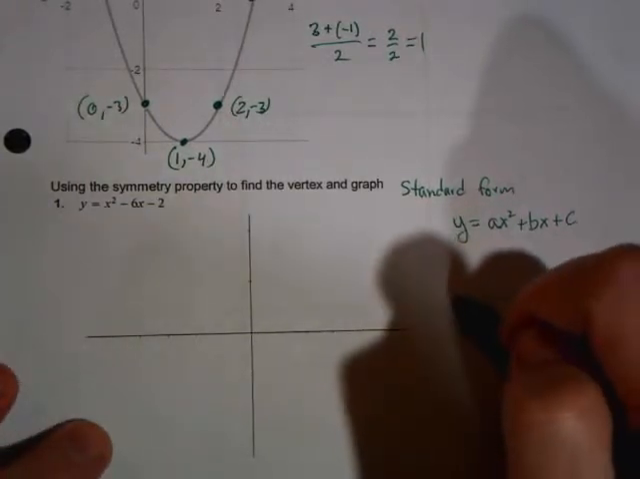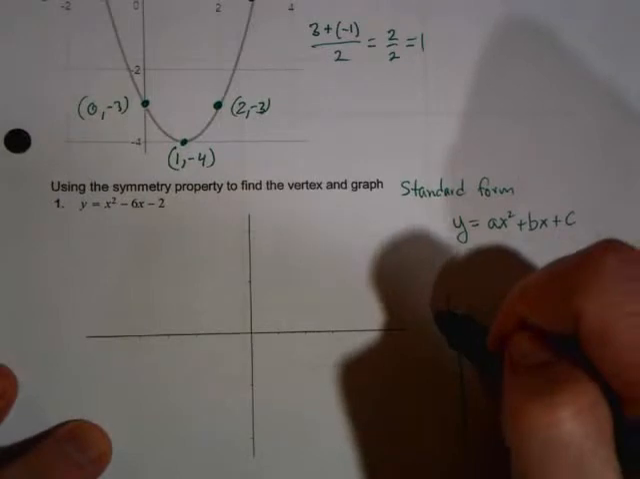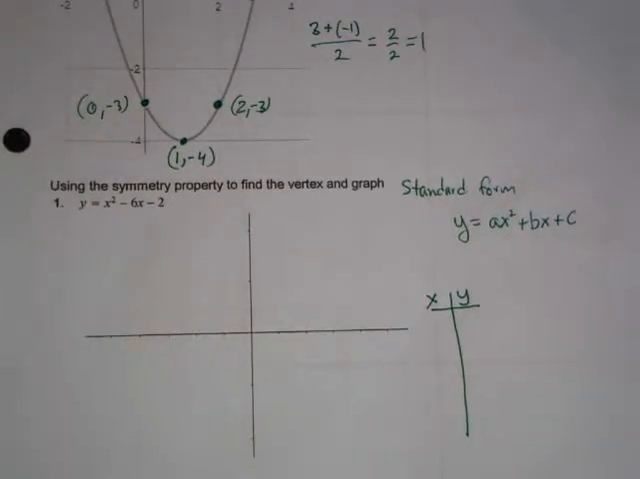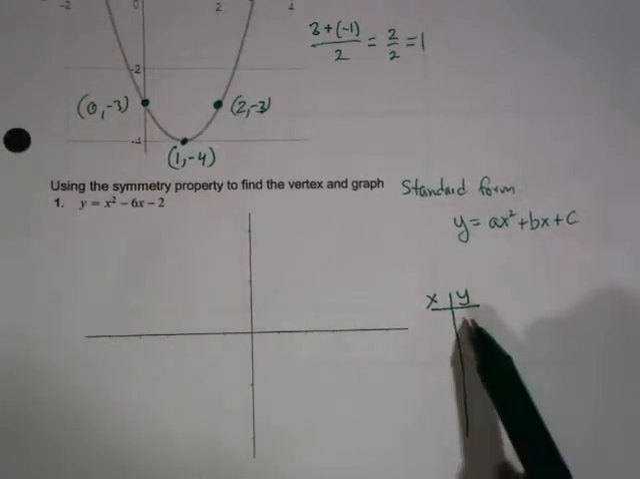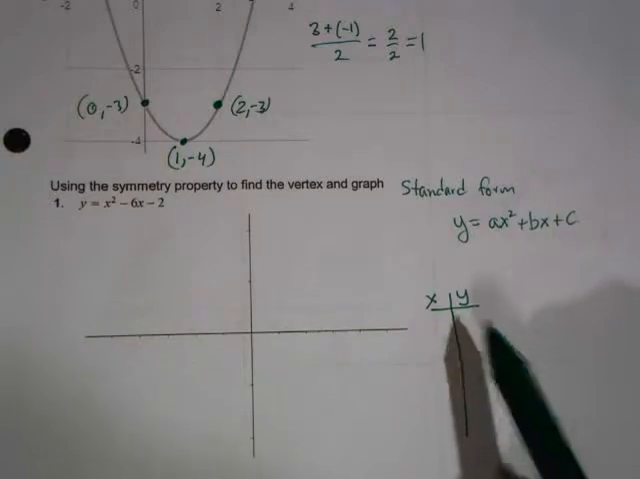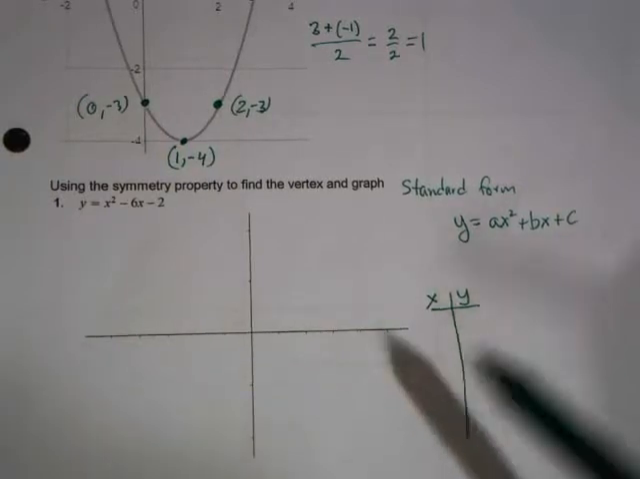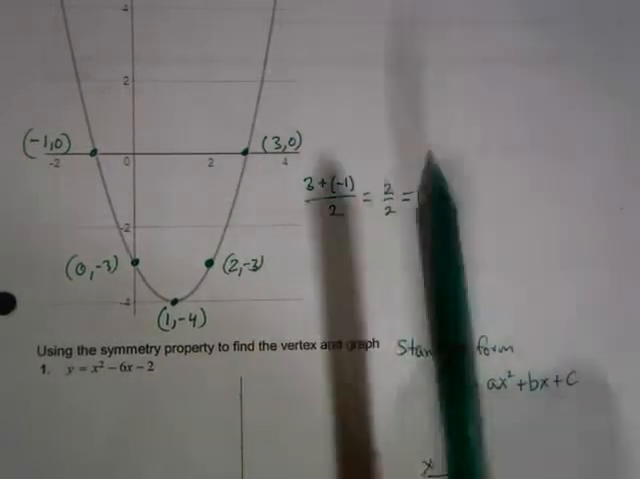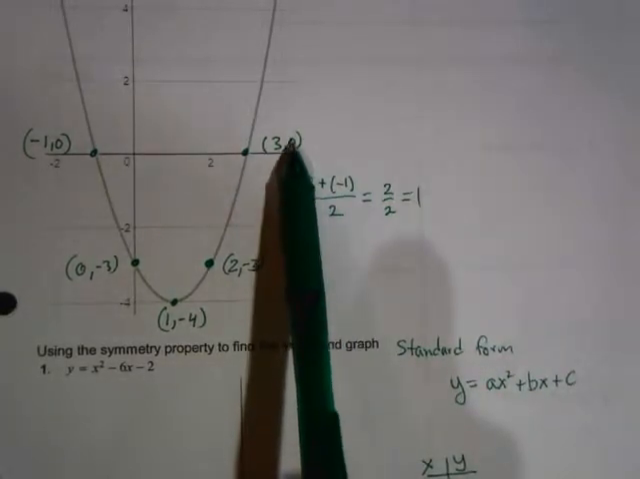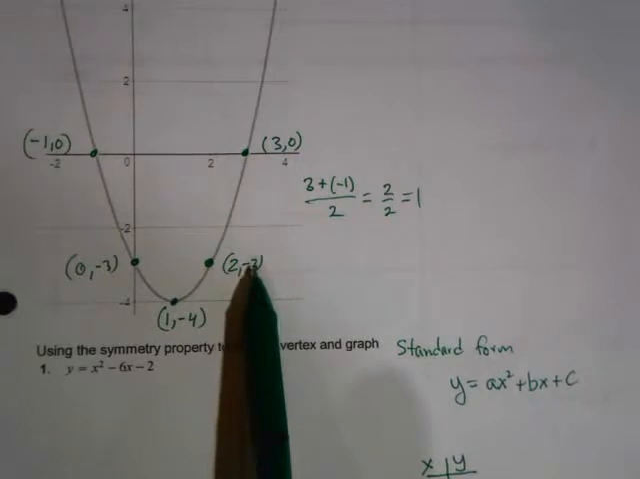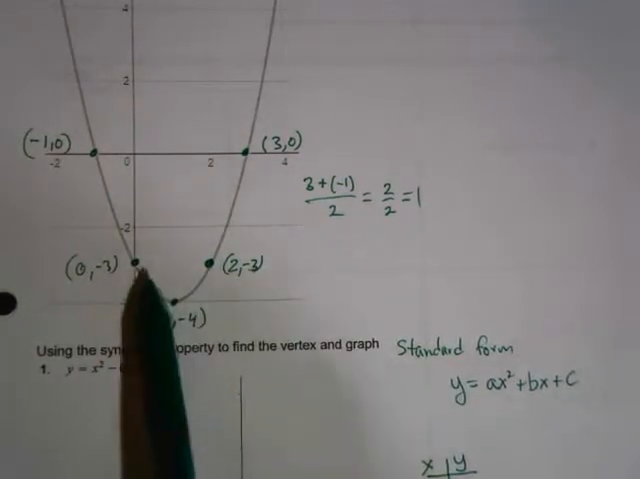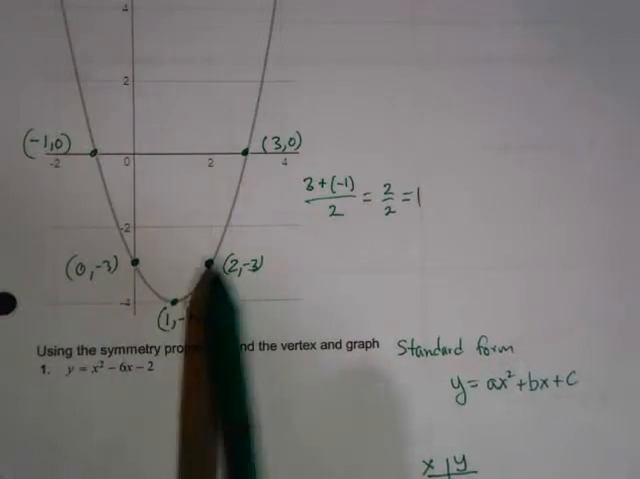We're going to do an unusual thing. We're going to build a table. That's not unusual yet. The unusual thing is I'm going to pick a y value instead of an x value. Normally when we build a table we pick x numbers and we figure out y's. Here we're going to pick y's and figure out x's. From the symmetry property up above, it doesn't matter very much which y value we pick as long as we can find 2 points that have the same y value. Once we have 2 points with the same y value, the vertex is always halfway in between.